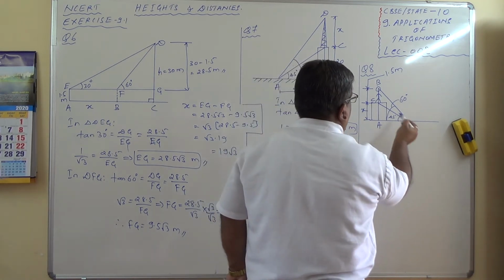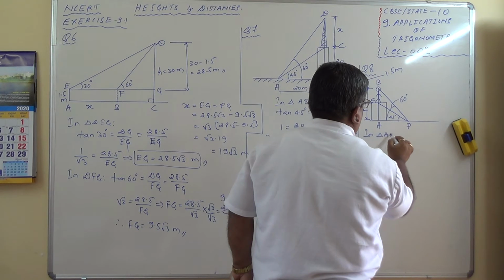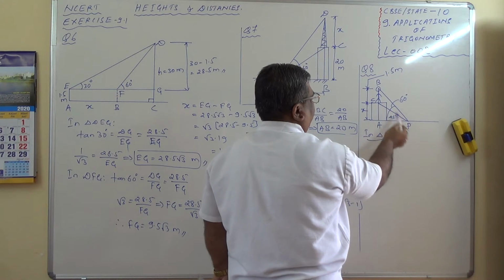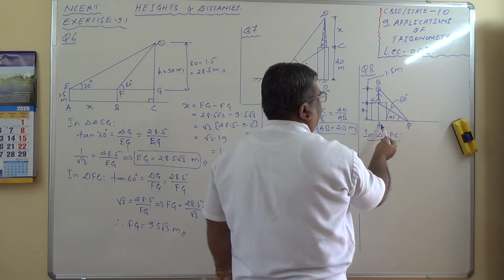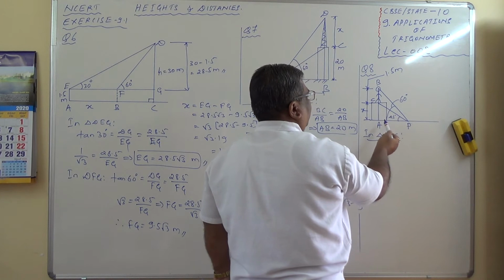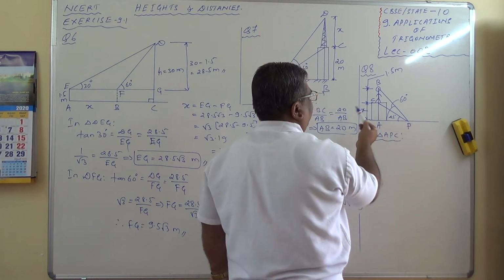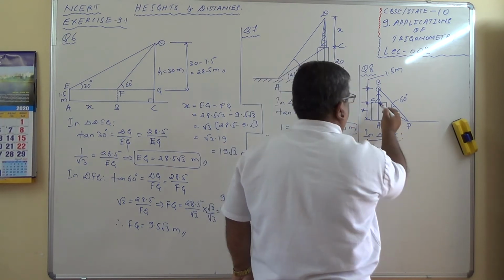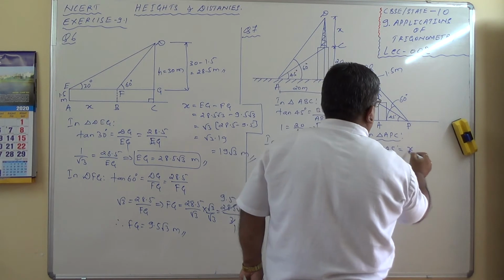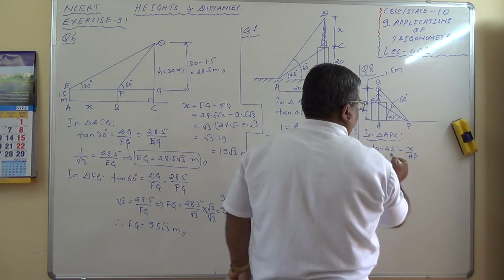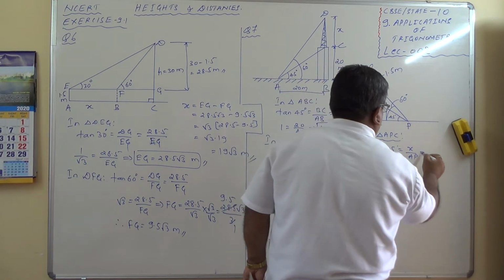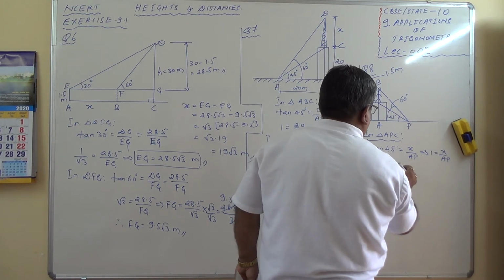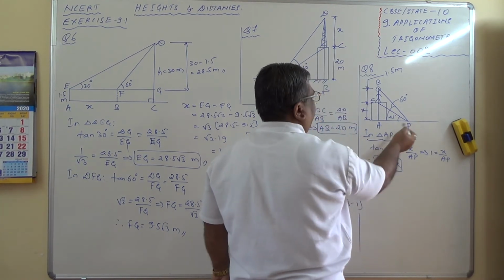So in triangle APC, see, in this case, what I will do here is, in both these triangles the common side is AP. I will find out AP and equate for AP, so that I should be able to get the value of x. So tan 45 equals x divided by AP. Tan 45 is 1, therefore 1 equals x by AP, therefore AP equals x. So this AP is equal to x.